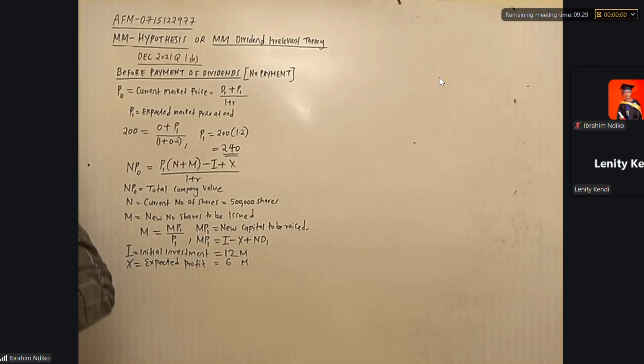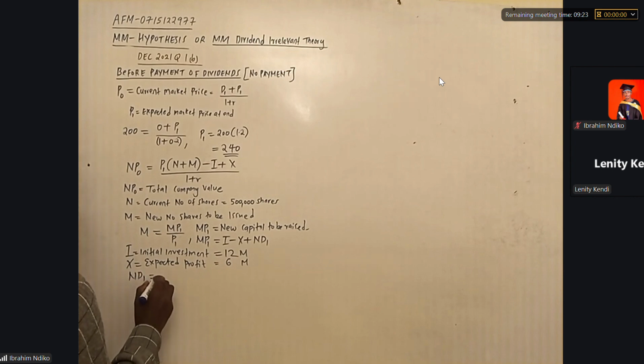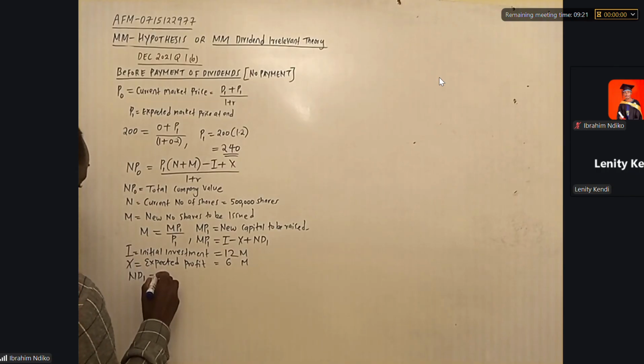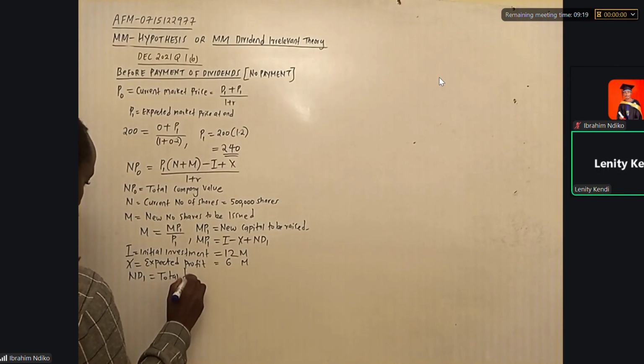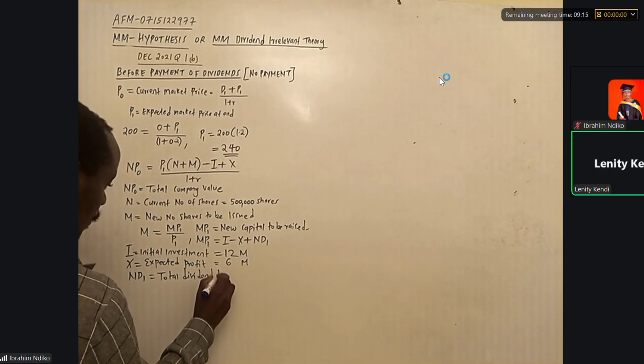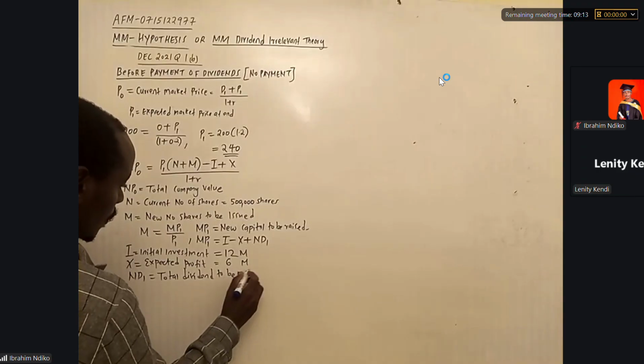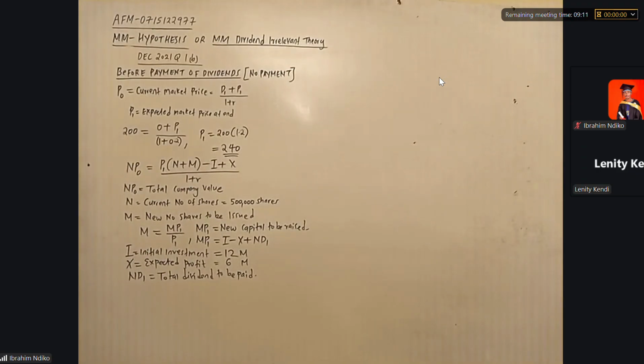We also need nD1, the total dividend to be paid in year 1. But in this case, we are not paying. It is before payment. So to complete mP1, what's our investment? 12 million.